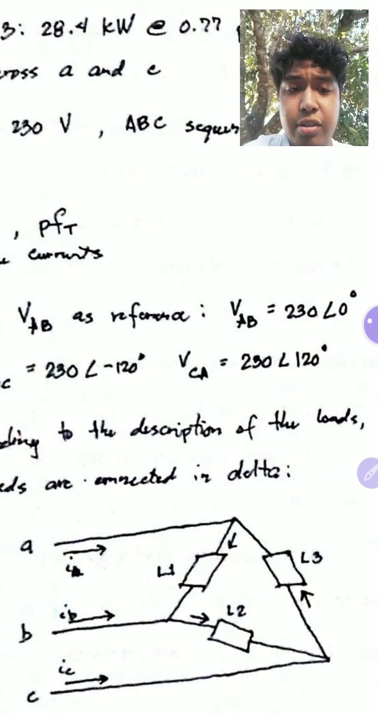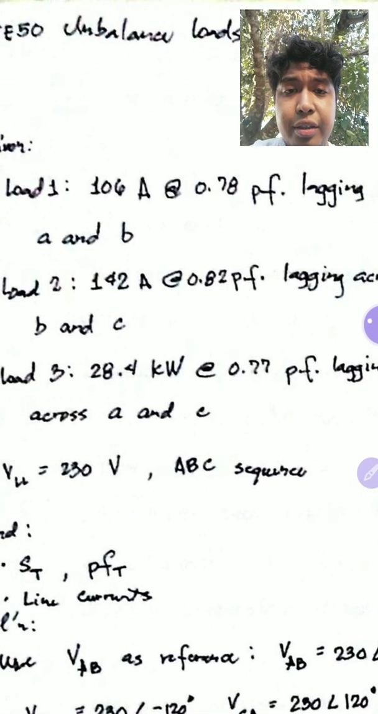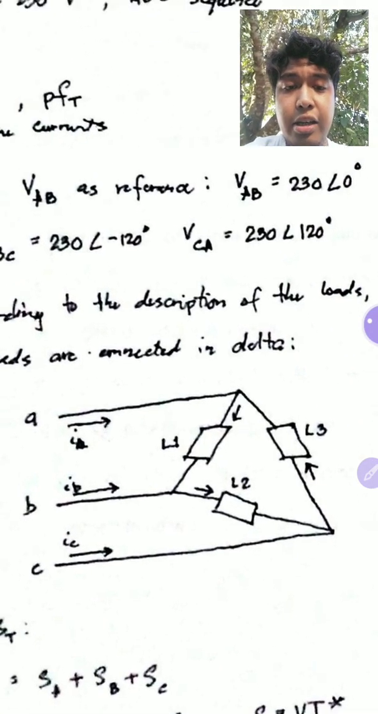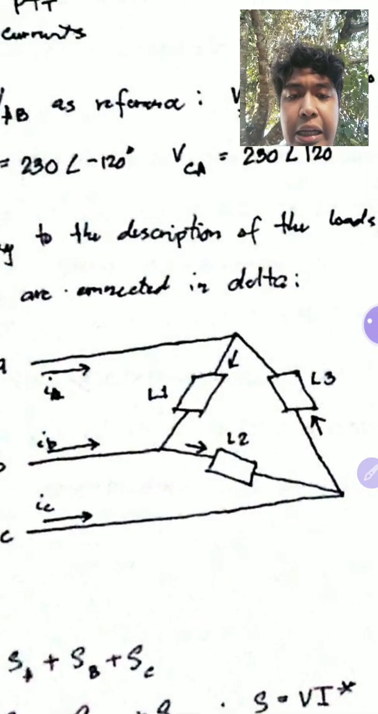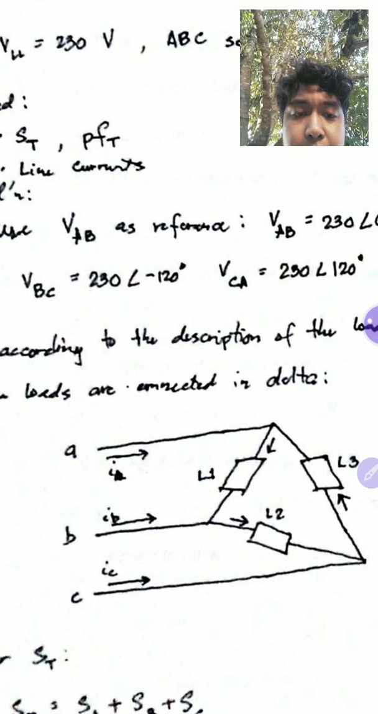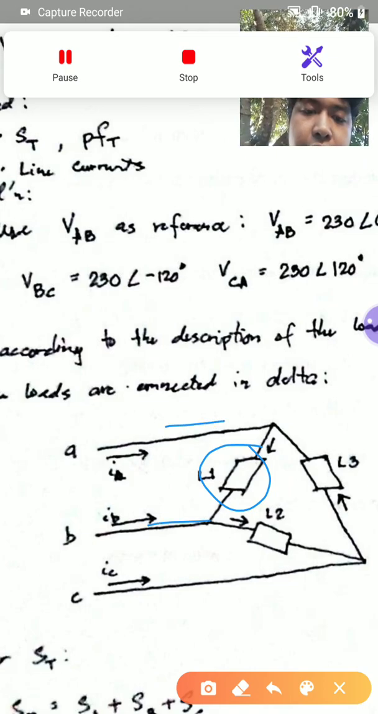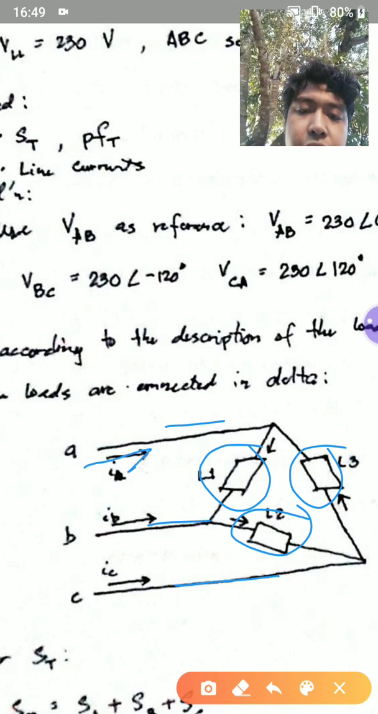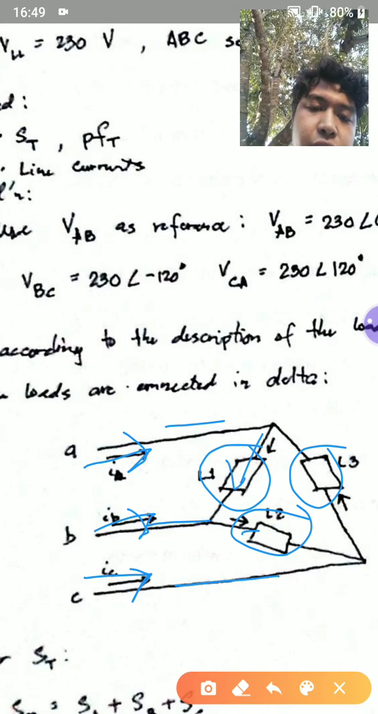Now, according to the description of the loads, they are connected in any two lines, AB, BC, and CA, and in this actual configuration, it's actually in delta. So you have this system with the loads connected between any of the two lines, three loads, and then the line currents are these line currents. Then you have these load currents.